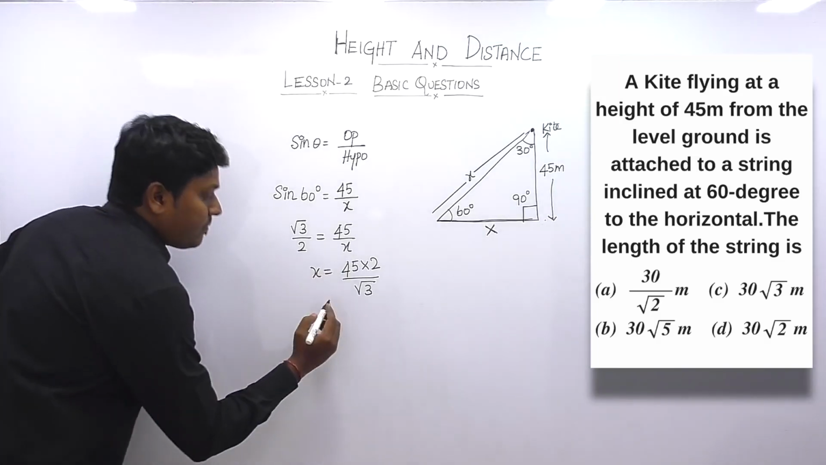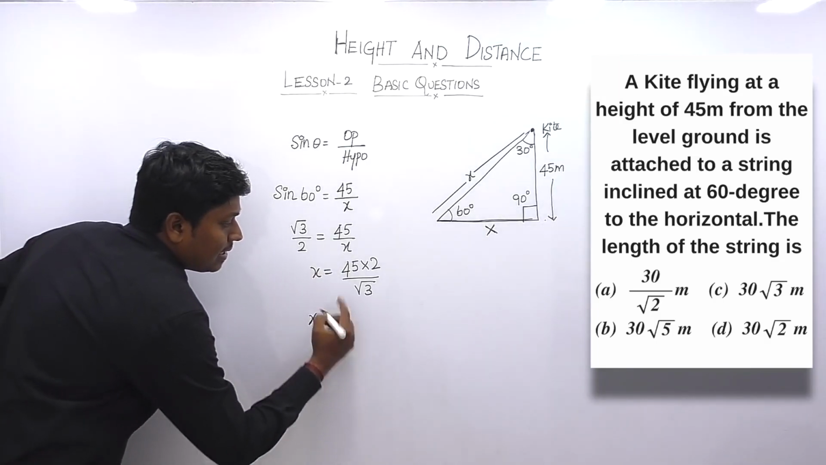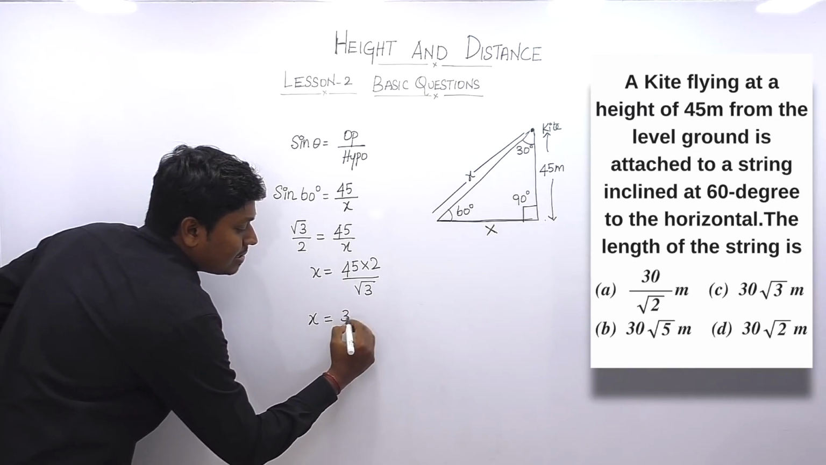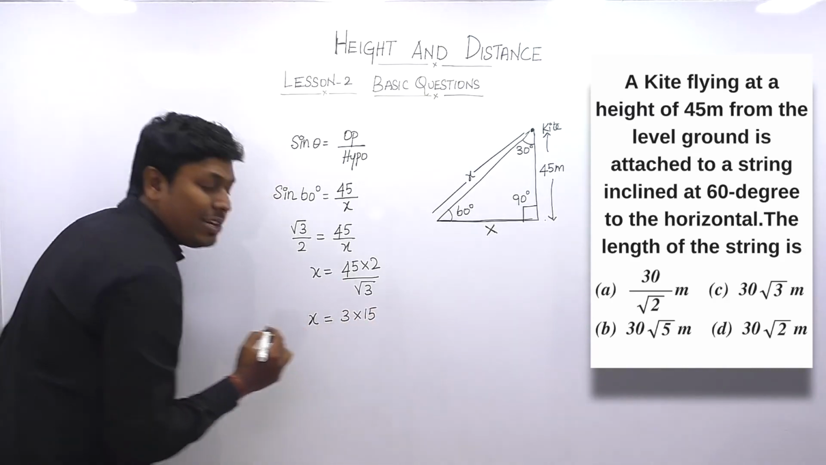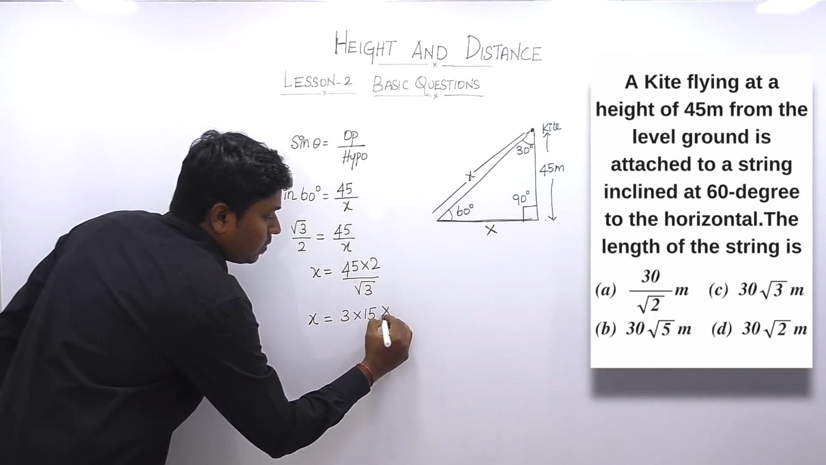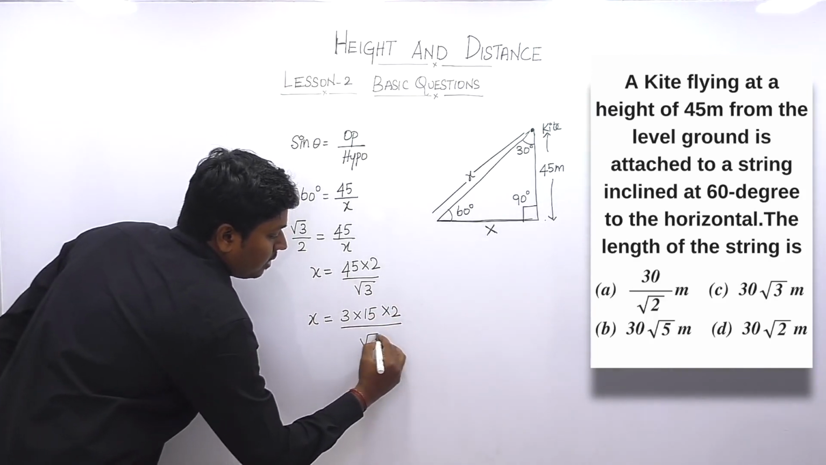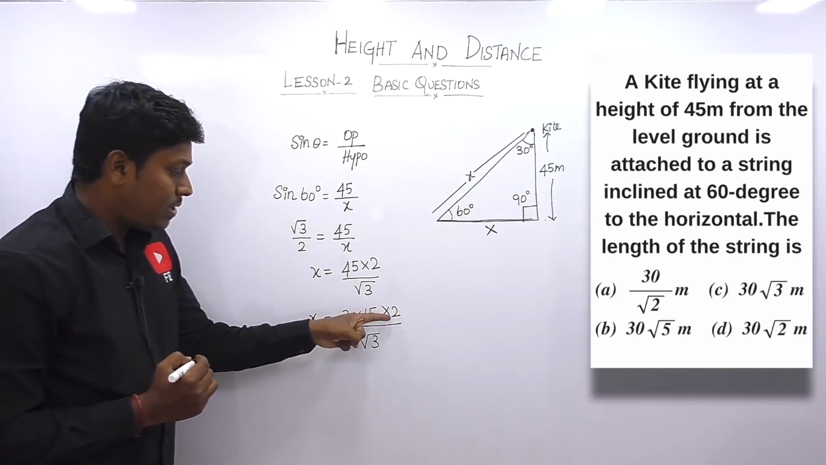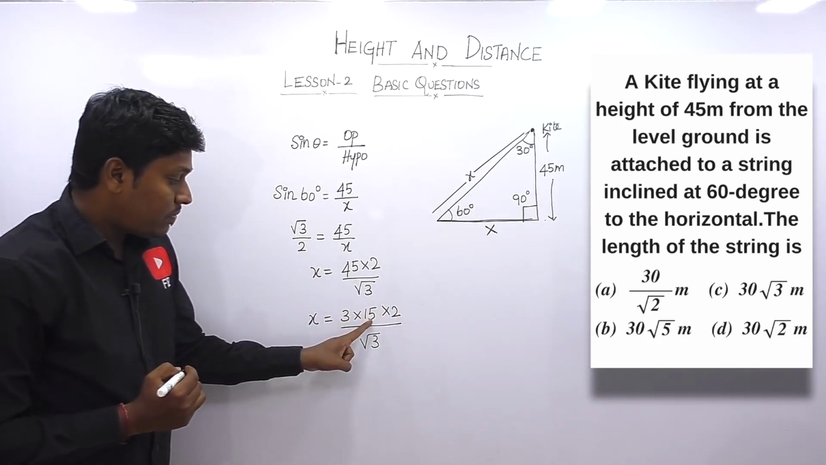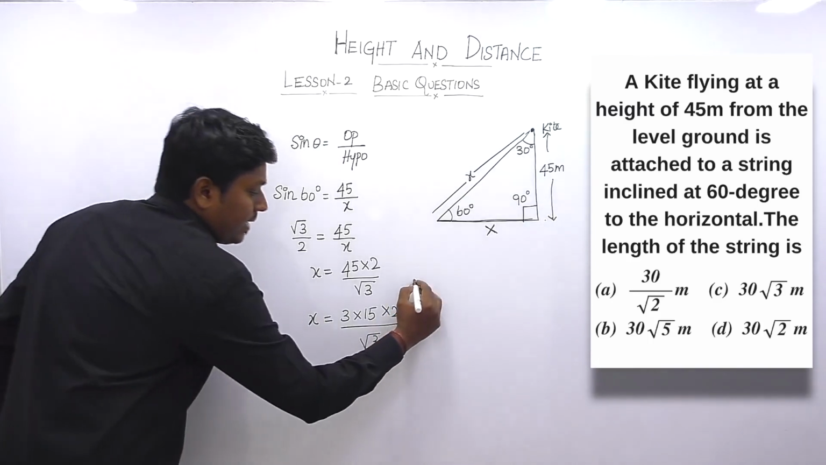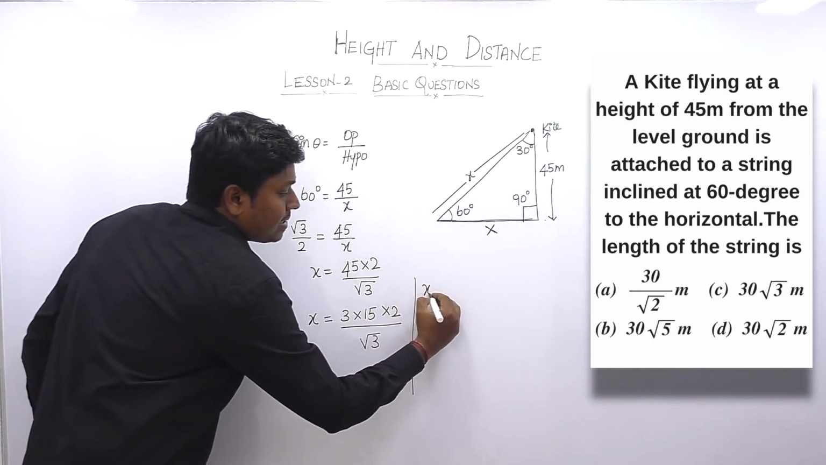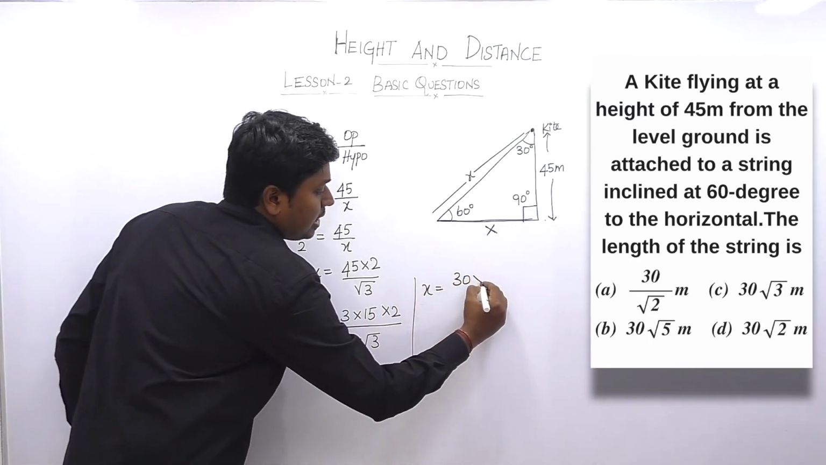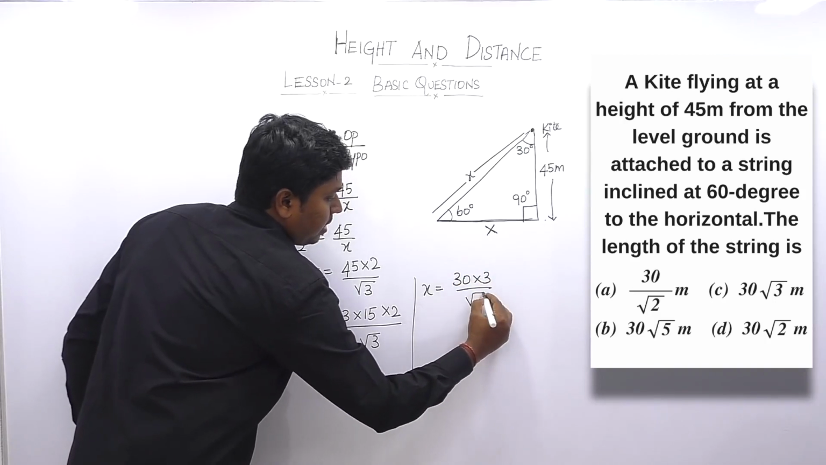So friends, listen carefully how I am writing this. This 45 can be written as 3 into 15, because 15 into 3 will be 45, into 2 divided by root 3. Friends, got it how I wrote this? So 45 can be written as 3 into 15 into 2 divided by root 3. So 15 into 2 will be 30. So finally this can be simplified as x is equal to 30 into 3 divided by root 3.